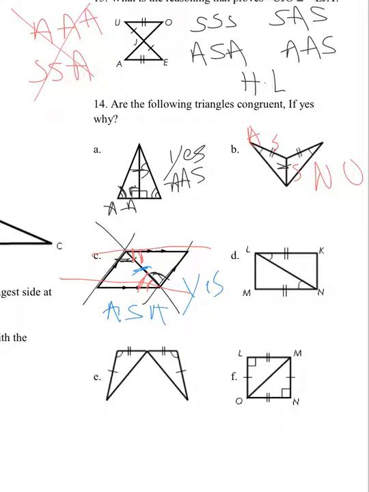So, letter D, you see they mark the two sides, top and bottom, and the angles, and they share this. So that's side, angle, side. SAS, that's a yes. Here, very clearly, side, angle, side. Yes, SAS.